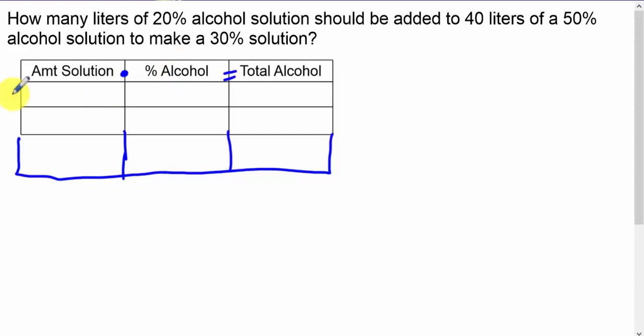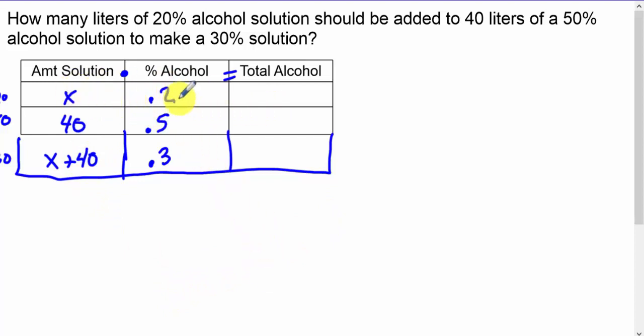I've got everything I need in this. So let's call this one 20, 50, and 30. So I know this one's 30, this one is 50, this one's 20. Now the amount of each. They want to know how many of the 20, so that's unknown, mixes with 40 of the 50 to get the 30%. So think of this as one bucket and think of this as another. If I dump them together, then I have x plus 40.